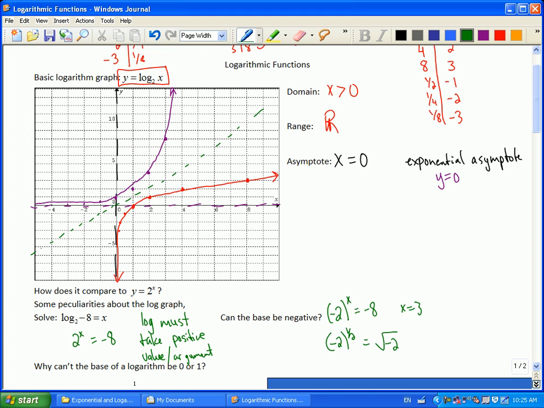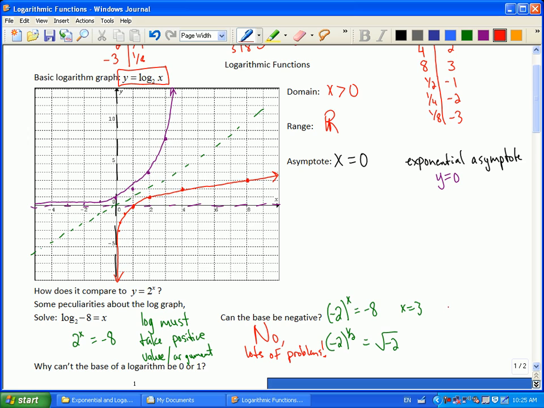So in logarithms, if we want to make it defined, it's not properly defined for a negative base. There's all kinds of problems. In fact, there's infinitely many problems with a negative base. So for a log, the base must be also positive. You get too many problems with negative bases.